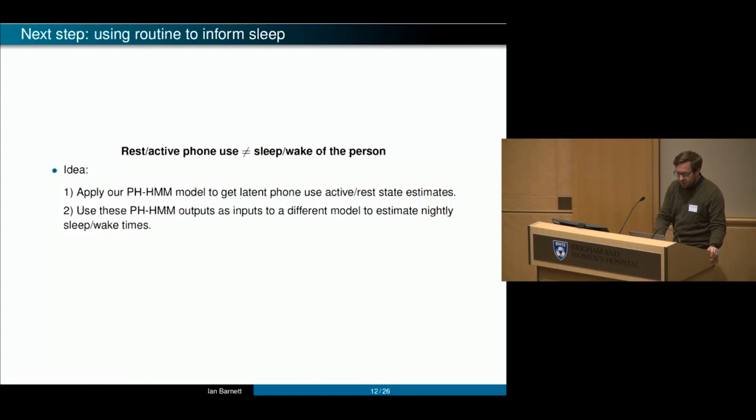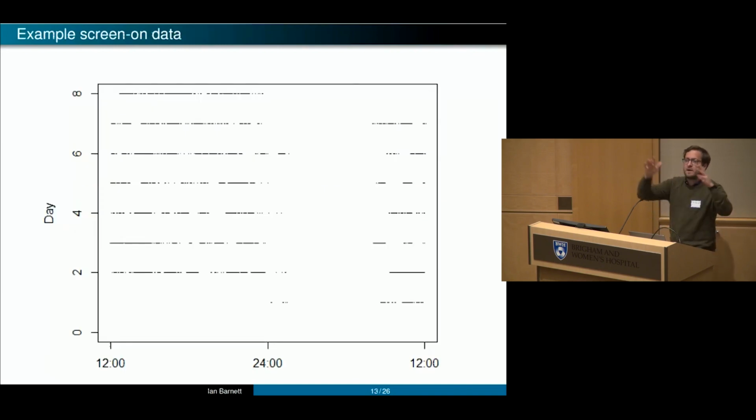So we're going to use the output of our PH-HMM model to get our latent phone use active and rest state estimates, and then we will use this to estimate nightly sleep and wake times, accounting for this overestimation bias I mentioned at the beginning. So let's just take a look at some raw data. This is from one participant where, if you're just looking at screen-on data for this person, this is actually someone who uses their phone a lot.